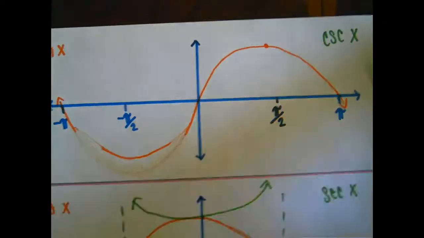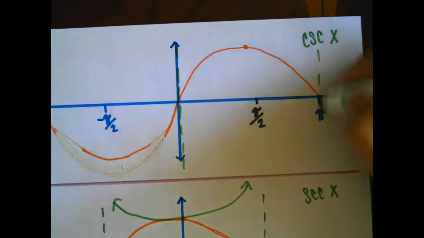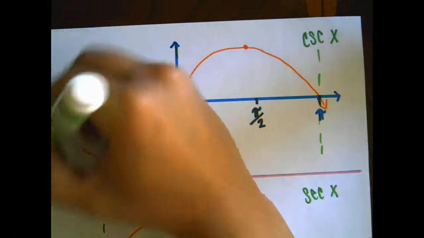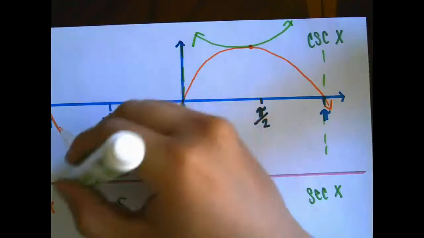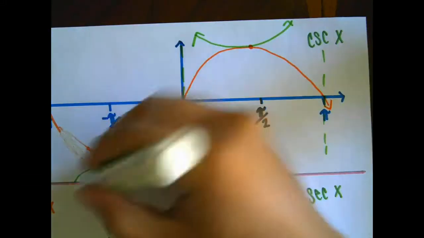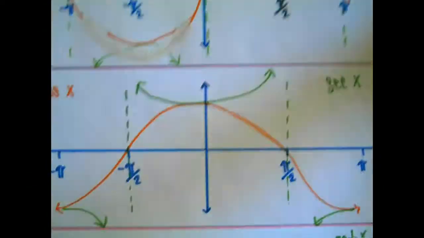Let me see if I can do this. There's an asymptote here, an asymptote here, an asymptote here, and it goes like this. And it just touches the graph there. Okay? So that is cosecant and secant.